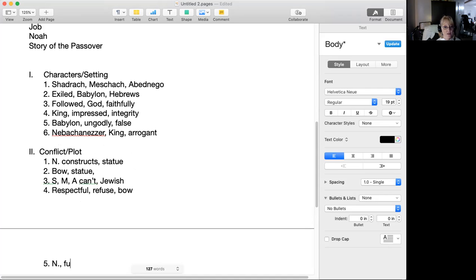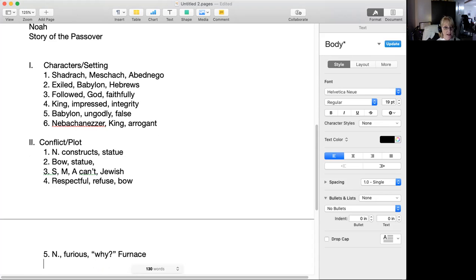Nebuchadnezzar is furious, and he says to throw them into the furnace. Well, first he asks them why, doesn't he? Don't you know you'll be thrown into the furnace? And they say, we know, they understand, but they say, even if, right?